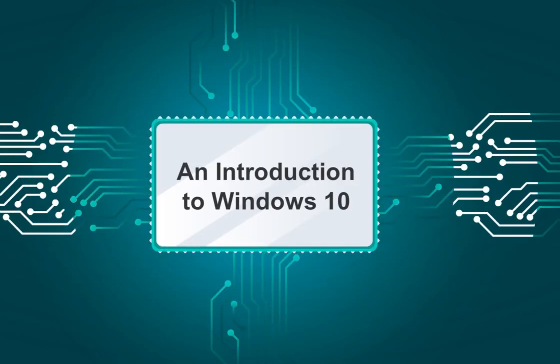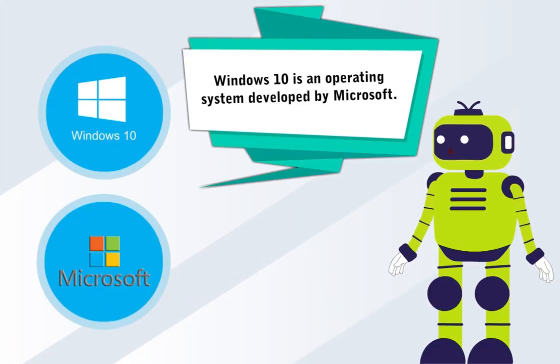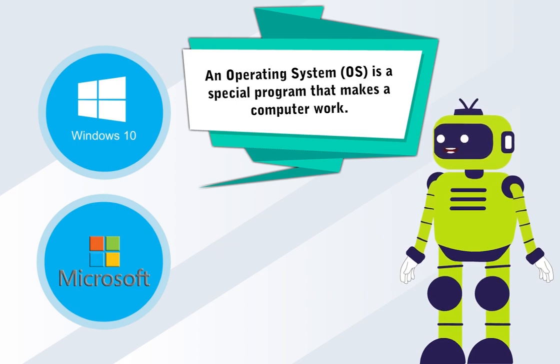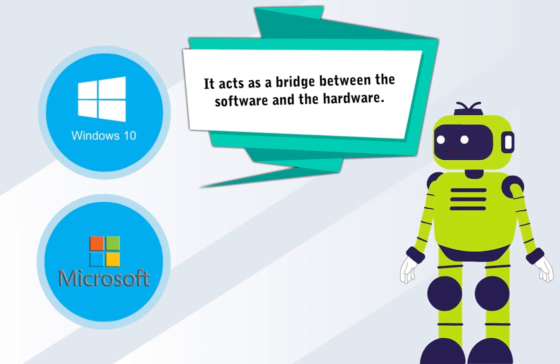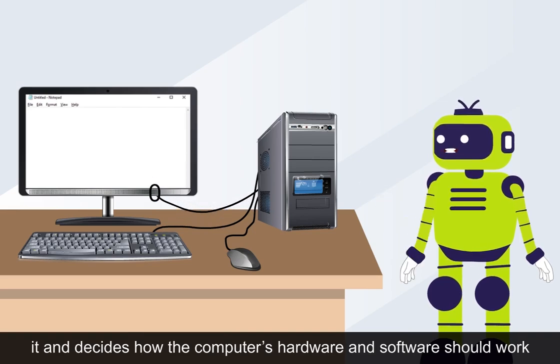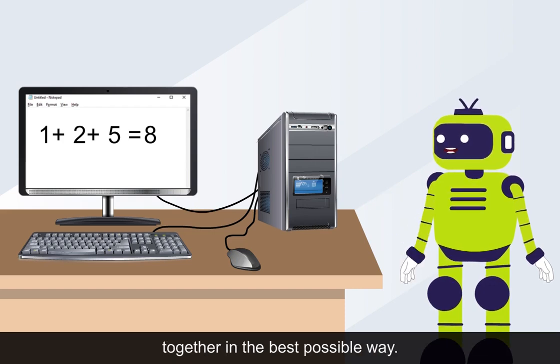An introduction to Windows 10. Windows 10 is an operating system developed by Microsoft. It can be used on home and business desktops and laptops. An operating system, OS, is a special program that makes a computer work. It acts as a bridge between the software and the hardware. When we give an instruction through a software, the OS receives it and decides how the computer's hardware and software should work together in the best possible way.